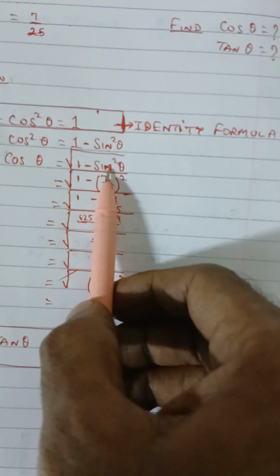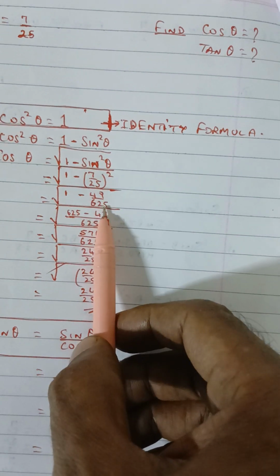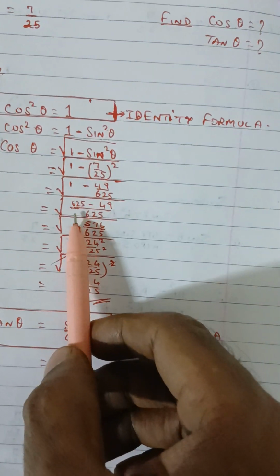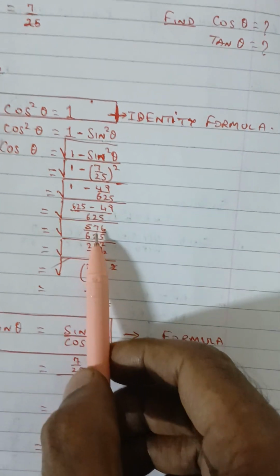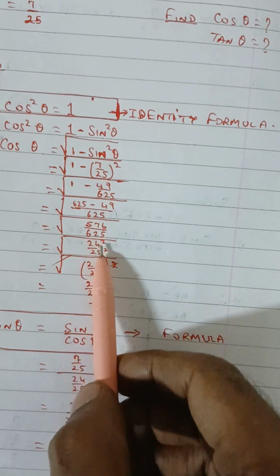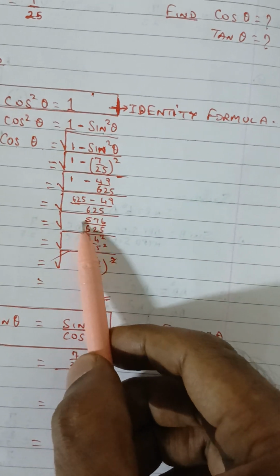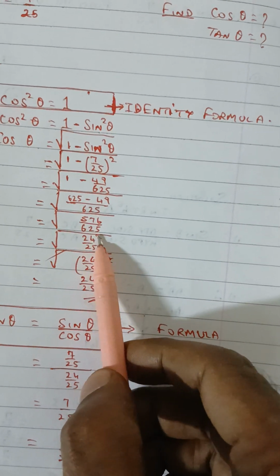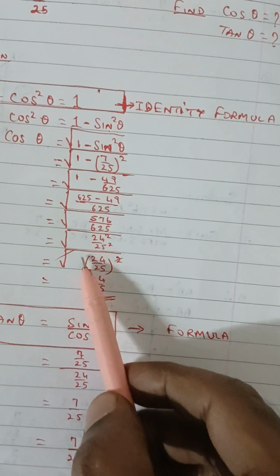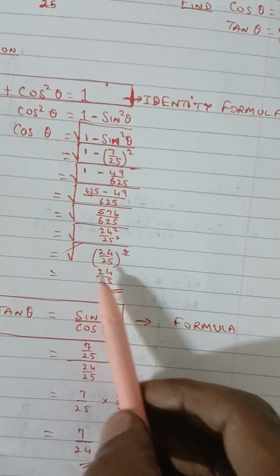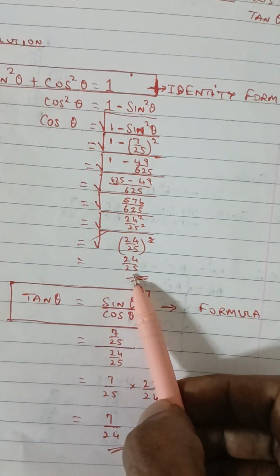Put the value for sin square theta, that is 7 upon 25, the whole square, 1 minus 49 upon 625. Taking LCM, I'll get 625 minus 49, the whole upon 625. 625 minus 49 is 576. Denominator is 625 back again. Square root of 576 is 24, so that's 24 square here, and 625 is 25 square. So taking square as common here, square and square root will get cut. 24 upon 25. Cos theta is 24 upon 25.